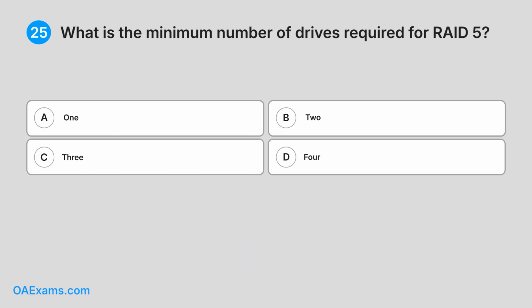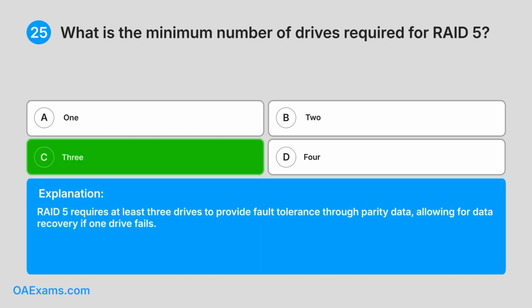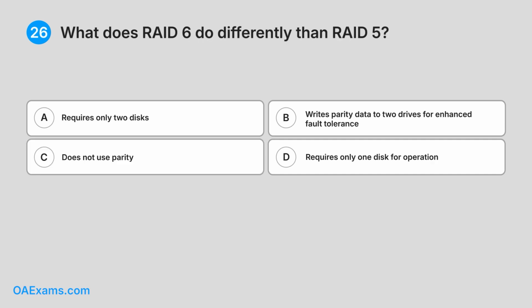Correct answer. C. 3. Explanation. RAID 5 requires at least 3 drives to provide fault tolerance through parity data, allowing for data recovery if one drive fails.